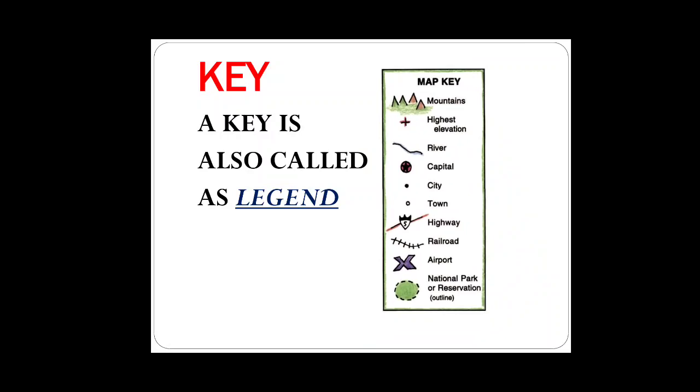Colors also can indicate things in a map. Next element is actually key. Key is a chart that explains the meaning of each symbol used on a map. Symbols can stand for highways, parks, and other features. One more thing, a key is also called a legend.